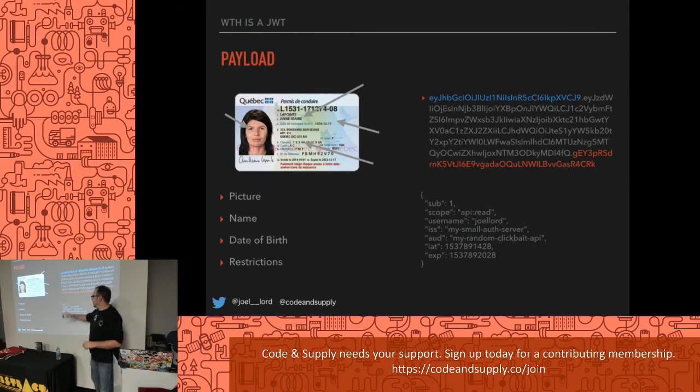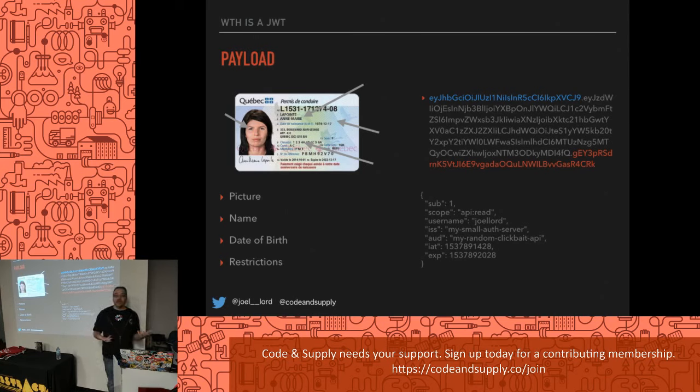But some of those: sub is typically, or not typically, it's always the subject ID. So who is this token about? What is this information about? It's typically your user ID in your applications. iss mentions who issued this JSON Web Token. It's very important to know who issued that JSON Web Token so that your API can verify that this JSON Web Token comes from a valid source that is a trusted source.